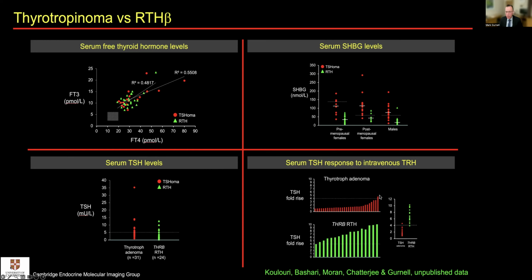One of the investigations which does seem to separate out between the two entities quite nicely is the serum TSH response to intravenous TRH. And you can see in these two cohorts of patients with proven thyrotrophic adenomas that the TSH fold rise is blunted, and note it's the fold rise we're talking about here, with virtually all patients, with just one exception, not increasing above a fourfold rise. Whereas with RTH beta, we tend to see preserved, or indeed in some patients, exaggerated fold rises in TSH after injection of TRH.